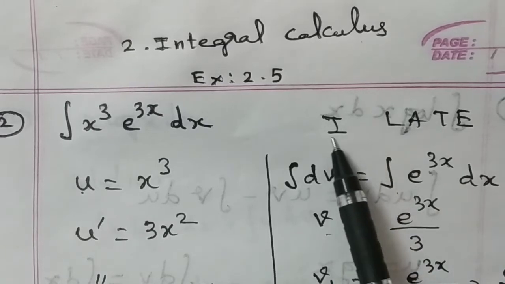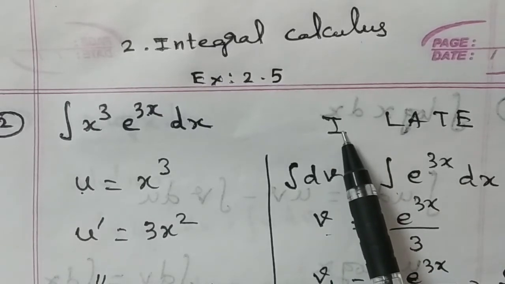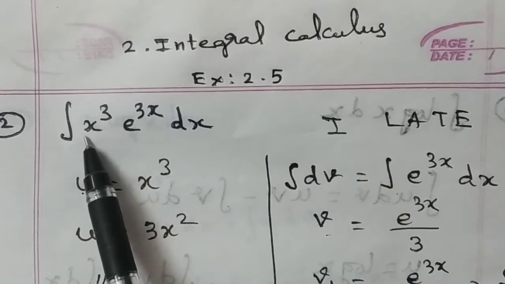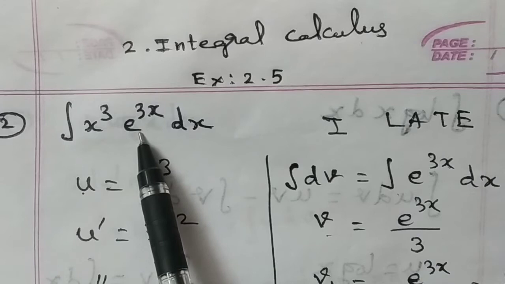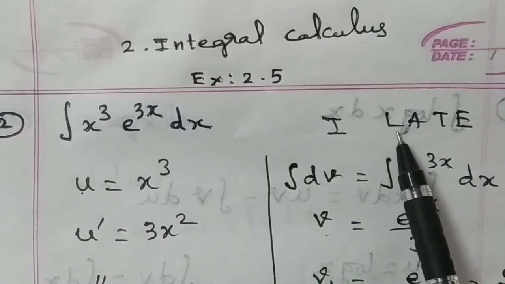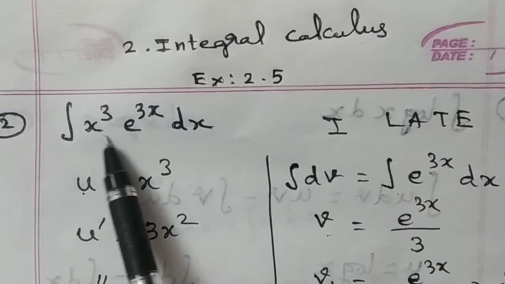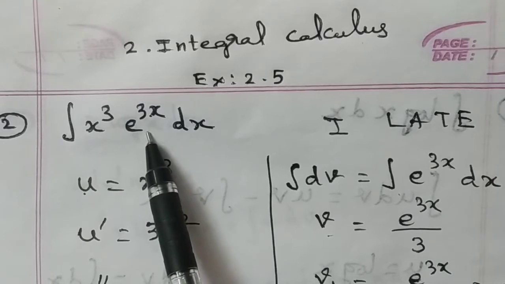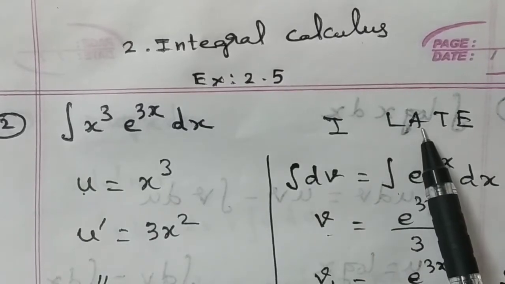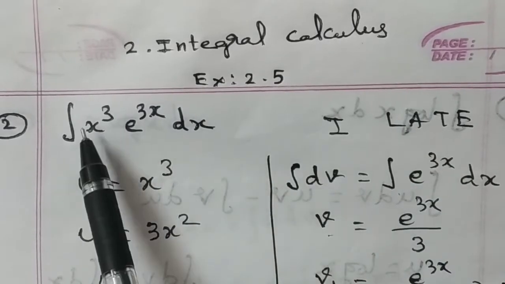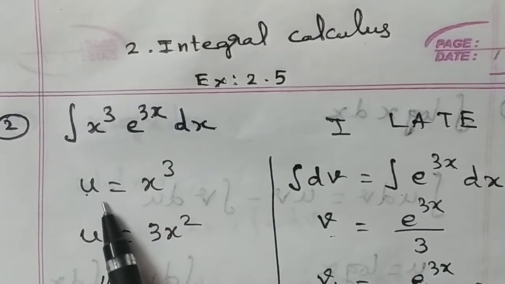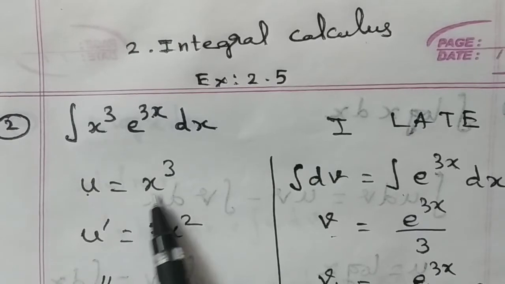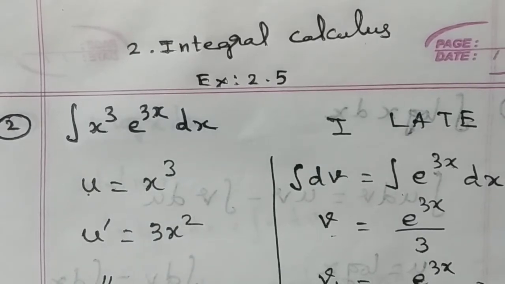I stands for inverse trigonometric function. In this problem, there is no inverse trigonometric function. L stands for logarithmic function. There is no logarithmic term either. A stands for algebraic function. Here the algebraic function is x cube. So we choose u equal to x cube.